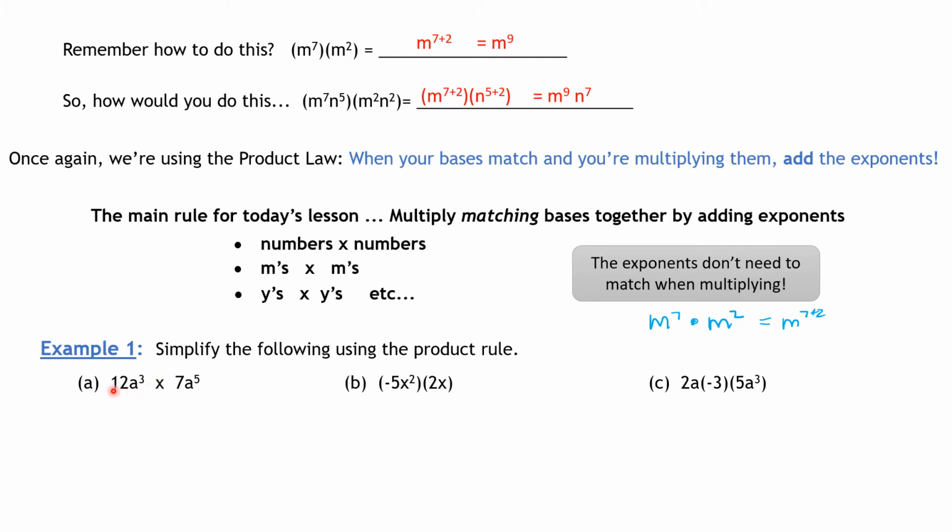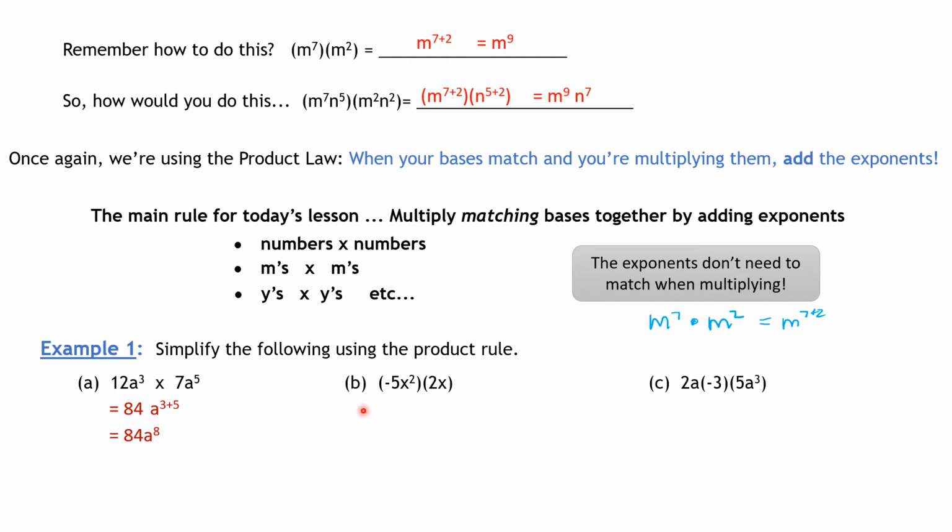I'm multiplying, so I'm going to just multiply the 12 with the 7. That's going to be my first step here. That's an 84. Now I do a's times a's. So a cubed times a to the power of 5. That's your product law. You already know that one. We're going to add the exponents, and that's going to give us a to the power of 3 plus 5. And when we put it all together, we have 84 a to the power of 8.